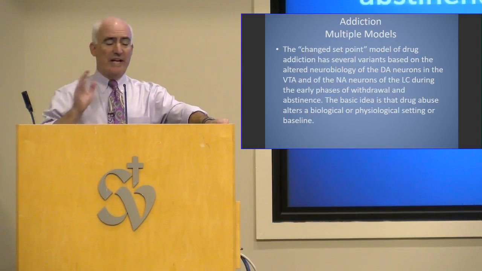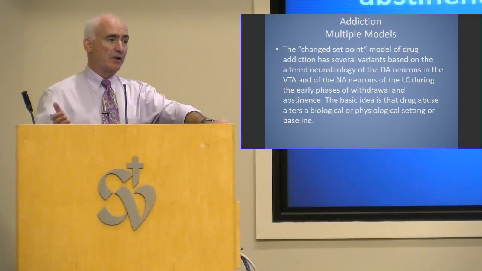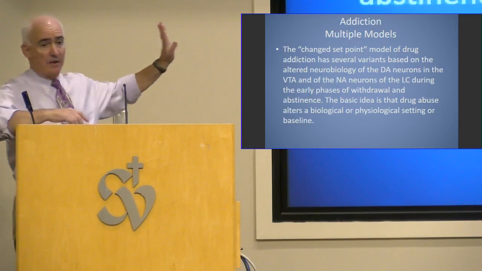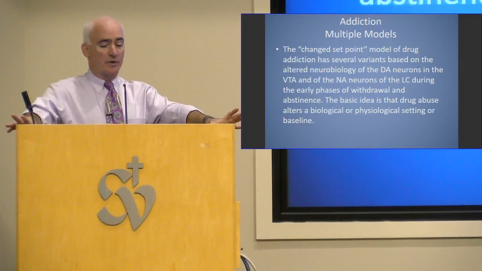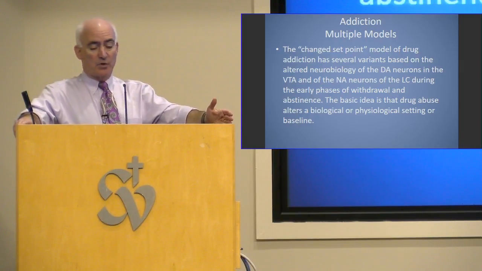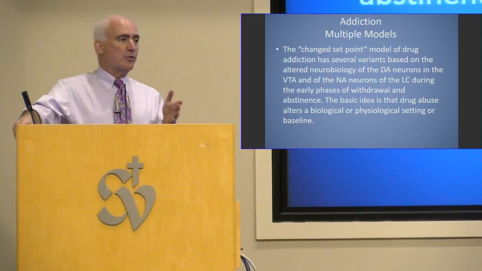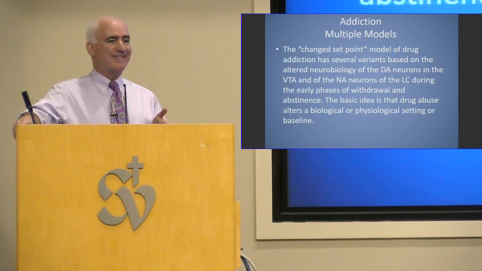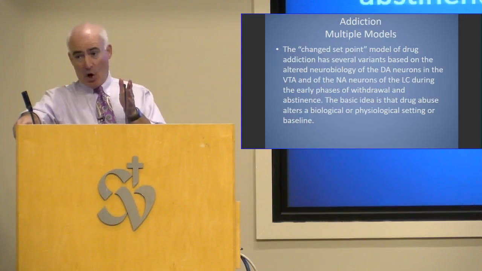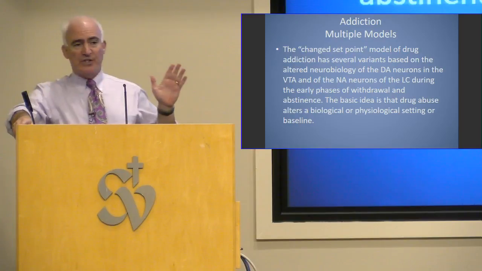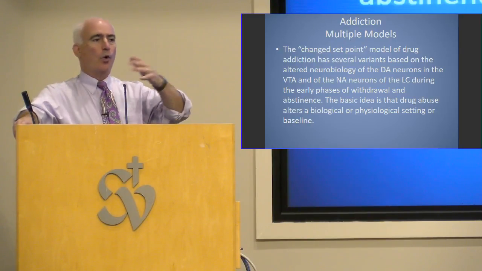Now, the change set point model, this is a different model of drug addiction, has a lot of variants, and it's based on altered neurobiology of the dopaminergic neurons in the VTA. Remember we talked about, and again you can reference back to the mesolimbic there, and the NA neurons in the locus coeruleus during the early phases of withdrawal and abstinence. So the basic idea is that drug abuse itself alters biologic and physiologic set points. So even though we want to get back to that middle ground, by taking the medications as long and sometimes as hard as people have, you've now reset the body, and it can't go back to that original point that it would like to. So that's an altered set point.